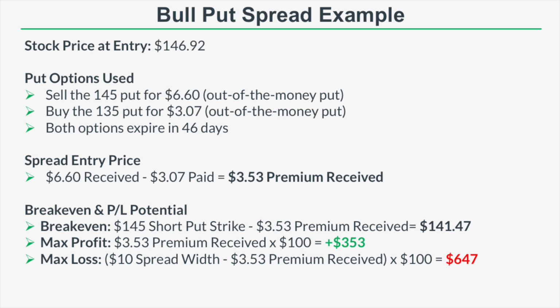Now the maximum profit potential of this put spread is the premium received times $100, and that comes out to $353. The maximum loss for a bull put spread position is the width of your strikes, which in this case is $10 since we're selling the 145 put and buying the 135 put, minus the premium received, which in this case is $3.53, times 100, which comes out to a maximum loss potential of $647. So let's take a look at the expiration payoff diagram for this particular bull put spread, and I'll explain to you why each of these three points makes sense.